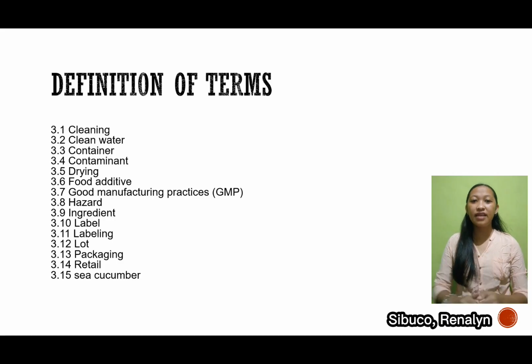Packaging, retail, and lastly, the sea cucumber. For packaging, it is the process of packing that is part of the production cycle applied to bulk product to obtain the finished product. Any material including printed material employed in the packaging of product, including any outer packaging used for transportation of shipment. Packaging materials are referred to as primary or secondary according to whether or not they are intended to be in direct contact with the product.